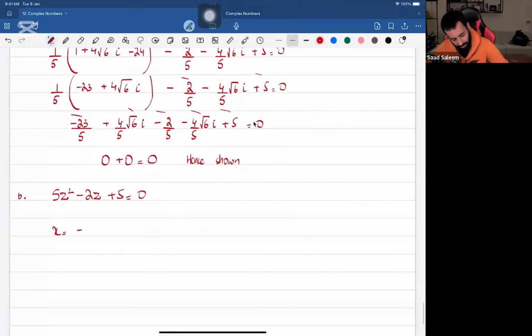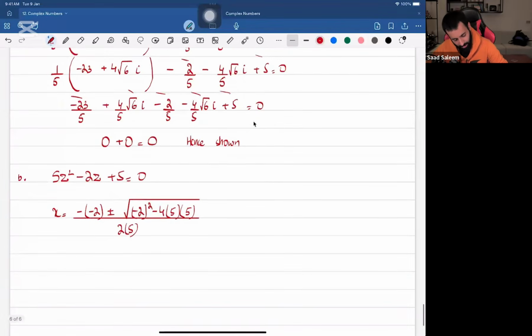So x equals minus b, that means minus minus 2, plus minus square root of b squared minus 4ac, which means minus 2 squared minus 4 into 5, divided by 2a, which means divided by 2 times 5. So x equals 2, minus into minus is plus, so positive 2 plus minus square root of. So what do we have here? We have minus 2 squared, which is 4, and 4 minus 4 into 5 into 5. So that's minus 96 divided by 10.